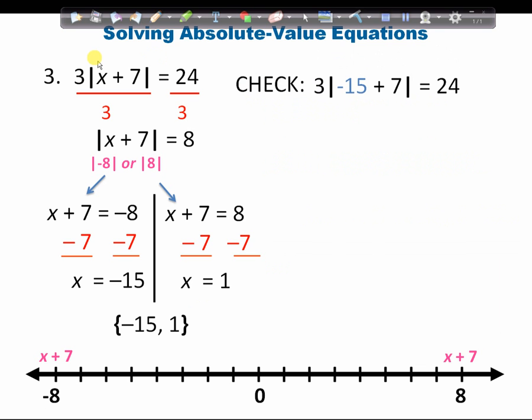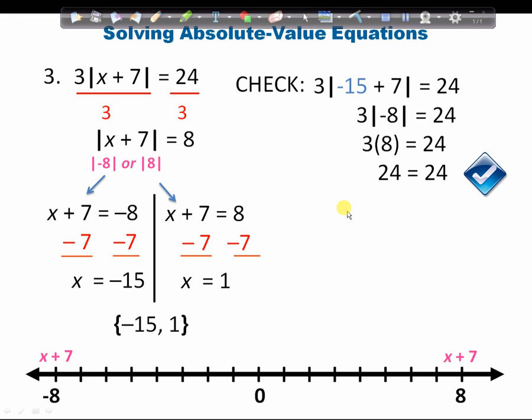Now, anytime you go to check, you go back to the original problem before you do anything to it, before you move the 3 or anything. So you go back to the original, and instead of x, we're going to plug in negative 15. Negative 15 plus 7 is negative 8. Once I have it down to just one number in the absolute value bars, I'm going to say the absolute value of negative 8 is 8. And then 3 times 8 is 24. So 24 equals 24 checks out.